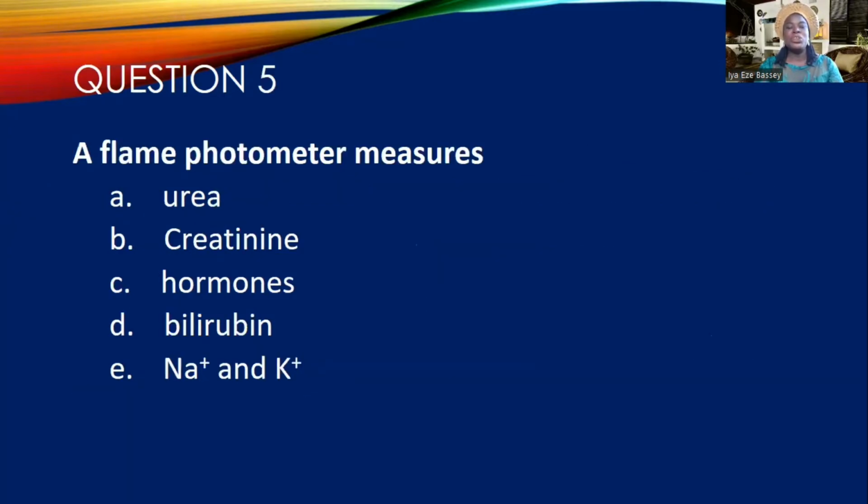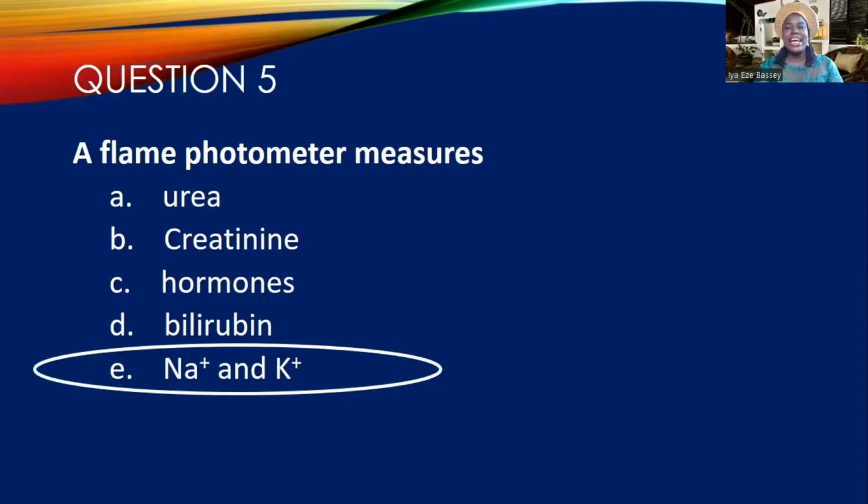All right. So question number 5, a flame photometer measures A, urea, that's not an electrolyte, you should know. B, creatinine. C, hormones. No. You use ELISA mostly for hormones. D, bilirubin. No. And E, sodium and potassium. Correct, because these are ions. The flame photometer can usually be used to measure cations.